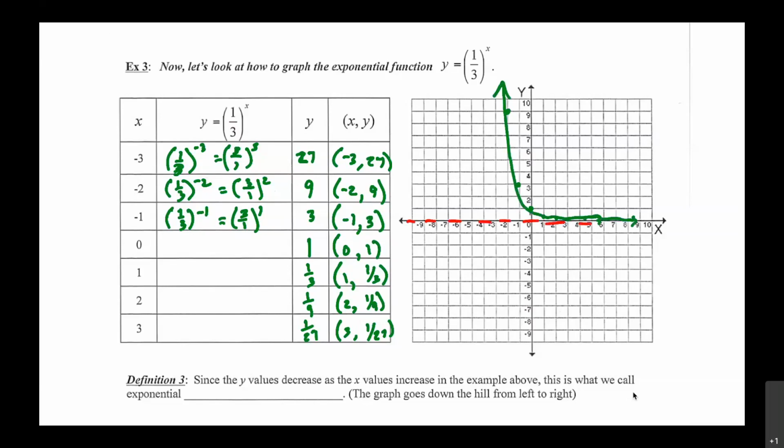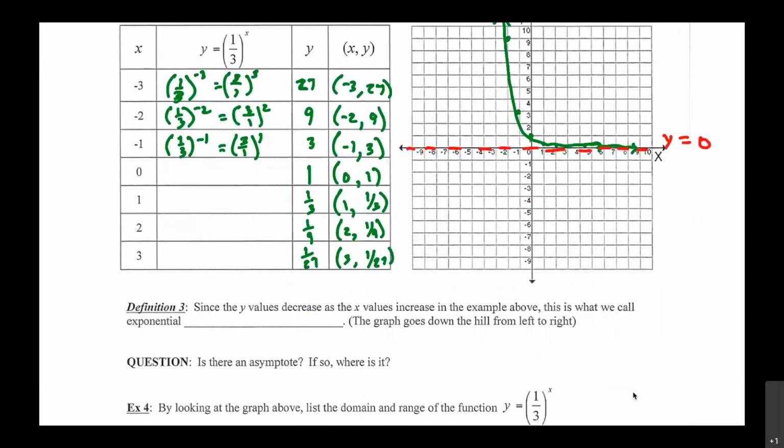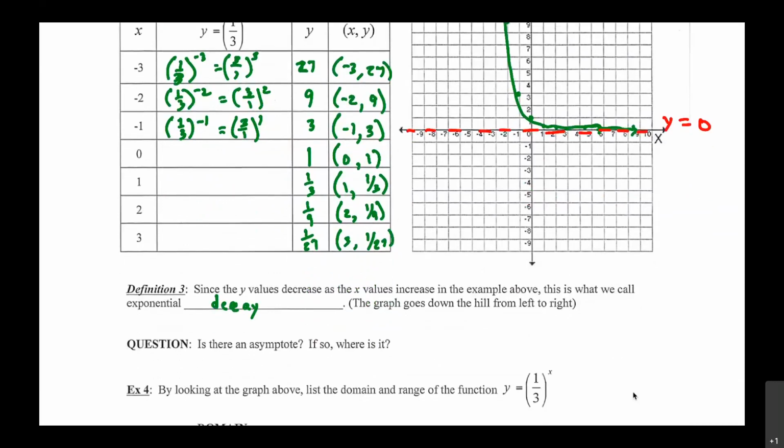What's the only difference between this graph and the last one? Instead of exponential growth, right down below there where it says definition 3, this is what's known as exponential decay. Instead of something growing very, very rapidly, this is an example of something that's decaying, something that's decreasing really, really rapidly. We already talked about the question, is there an asymptote? Yes, there is. It's at y equals 0. So it's approaching 0.